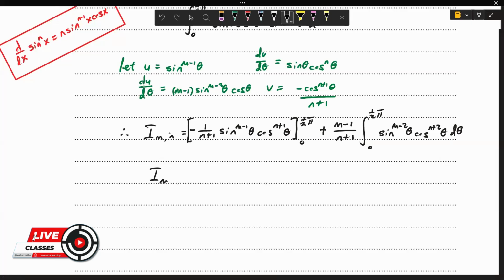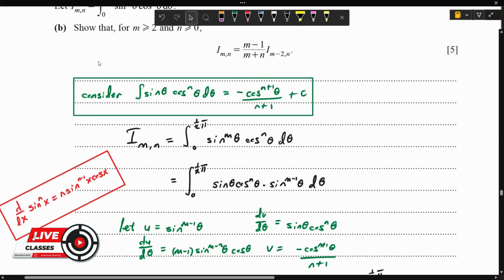So I of m and n should be equal to, if we substitute a half pi in here, we know that cos of a half pi is 0. So that will make this whole thing become 0 if we substitute a half pi. And we know that sine of 0 is 0. So if we substitute 0 here, the whole thing becomes 0. So this whole thing gives us 0. So what remains is m minus 1 over n plus 1, right? And that's off. Now let's look at this part, right? We can express it as here, the integral from 0 to a half pi, right?